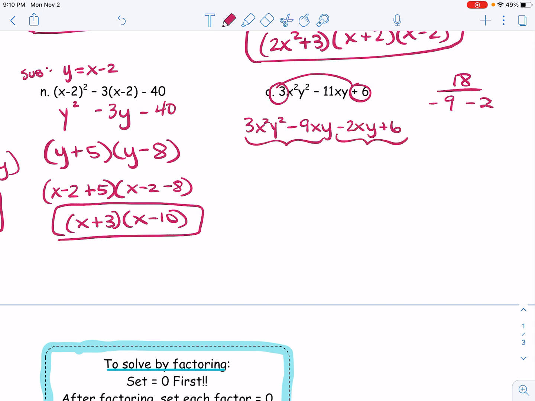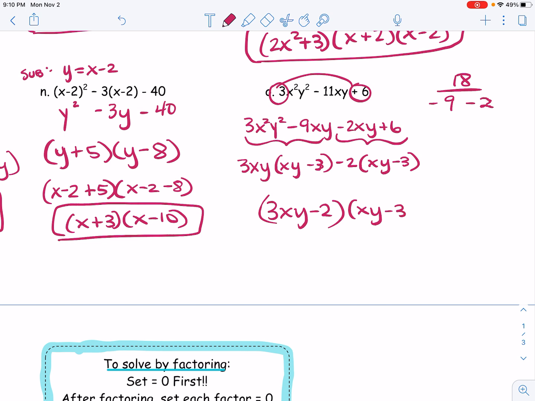3x squared y squared minus 9xy minus 2xy plus 6. Group up, GCF, 3xy, xy minus 3, minus 2, xy minus 3. 3xy minus 2 times xy minus 3. Boom, boom, boom.